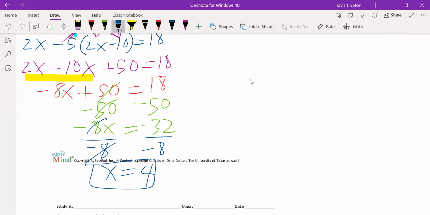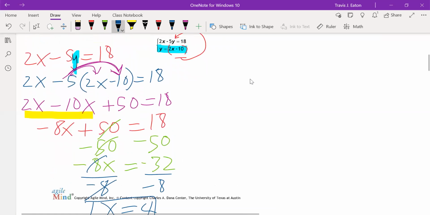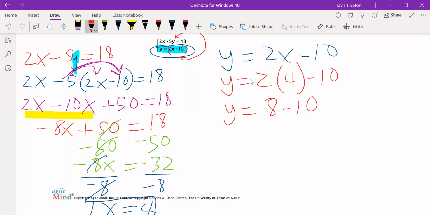Now, since we have found how much x is, we can go back and substitute that into this equation here, where it was y equals 2x minus 10. Well, we know that x is 4 now. And so we can turn this into y equals 2 times 4 minus 10. And 2 times 4 is 8. Okay, 8 minus 10. There we go.